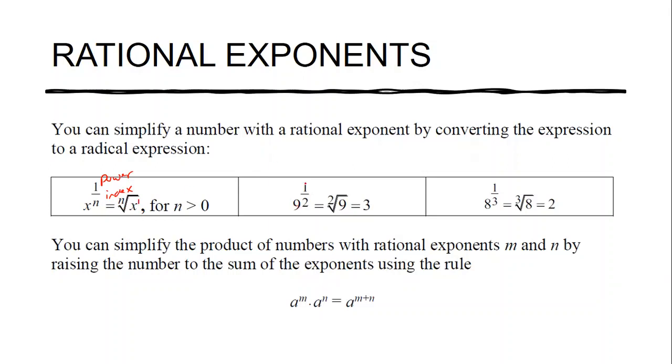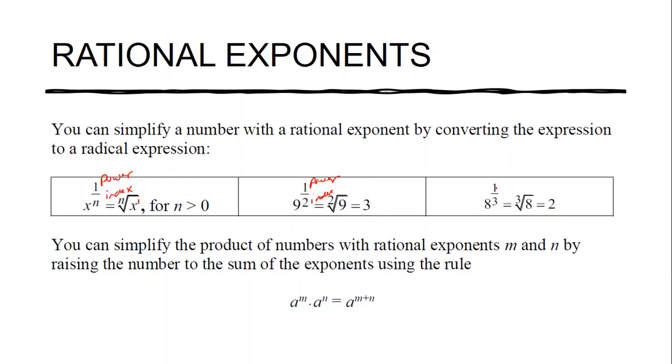So here I have 9 to the 1/2. My power is 1. My index is 2. So on the outside, it's 2. On the inside, I have 9 to the 1 power. Well, what is the square root of 9? 3. So this simplifies down to 3.